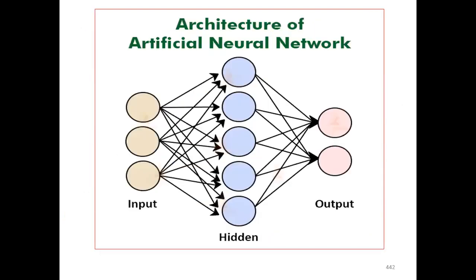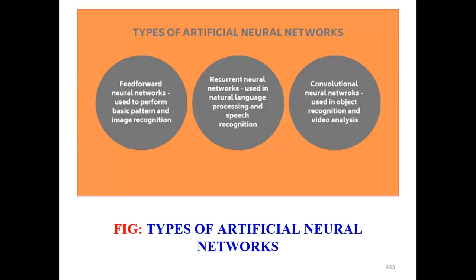If you see the architecture of artificial neural networks, this is the structure: a number of input layers, a number of hidden layers, and finally we get the output of the artificial neural network. Then what are the types of artificial neural networks? There are 3 important types. Feed-forward neural networks are used to perform basic pattern and image recognition applications, especially face recognition. Finding a twin's face is very difficult to recognize. That's why we use artificial neural network techniques, in order to extract minute features of the image.